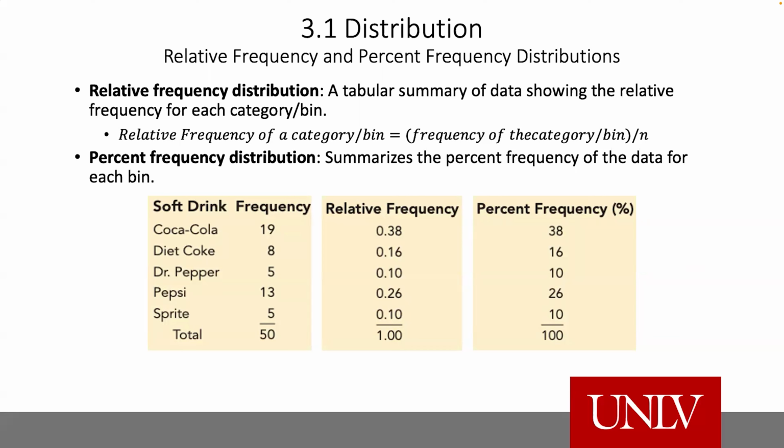The percent frequency distribution is just another representation of the relative frequency distribution. It just summarizes the percent frequency of the data for each bin. So we just need to multiply the relative frequency by 100 to get a percent frequency. Like when we have 0.38 as the relative frequency of Coca-Cola, we just multiply this 0.38 by 100, which equals 38%.